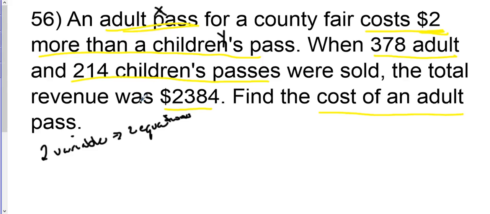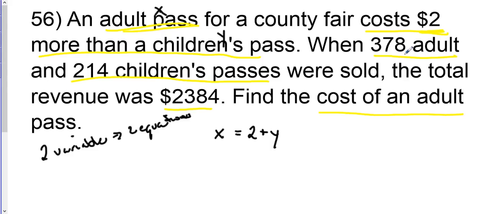So let's look at our first equation. An adult pass for a county fair costs $2 more than a children's pass. So setting up this equation, we know an adult pass X costs 2 more. More means we're adding 2 plus Y, which is the children's pass. That's our first equation.